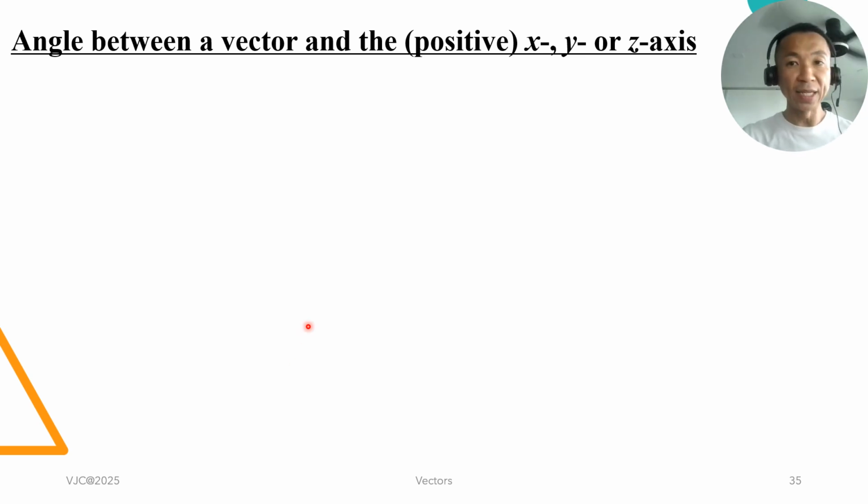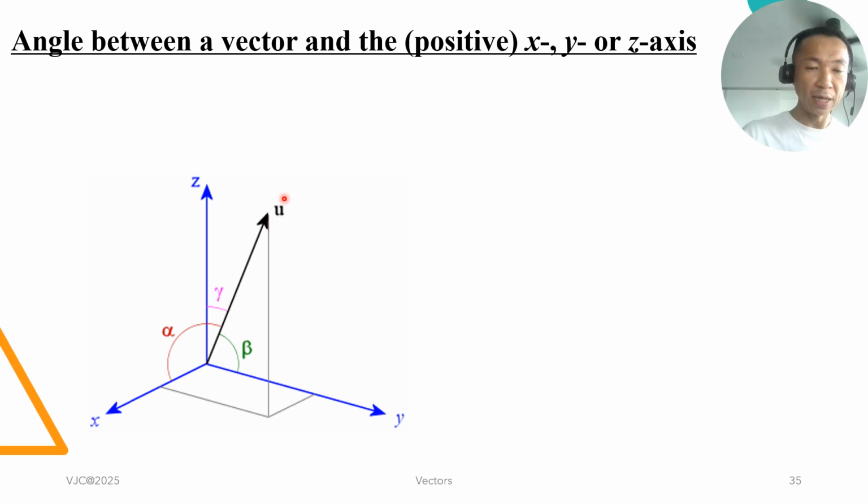Okay, in this section, we're going to discuss how to find the angle between a vector and the positive x-axis, positive y-axis, and positive z-axis. In the earlier section, you've learned how to find the angle between two vectors. So now it is just a special form. If you take a look at this diagram, this is the vector we're talking about. We're going to find the angle between the vector and that positive x-axis.